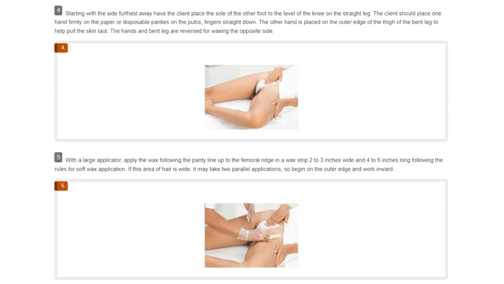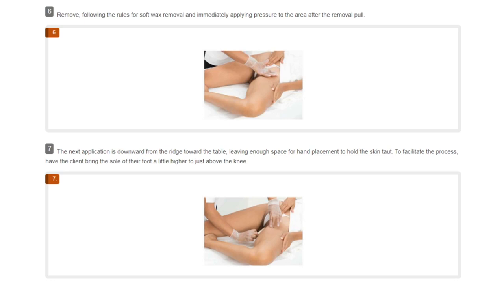5. With a large applicator, apply the wax following the panty line up to the femoral ridge in a wax strip 2 to 3 inches wide and 4 to 6 inches long, following the rules for soft wax application. If this area of hair is wide, it may take 2 parallel applications, so begin on the outer edge and work inward. 6. Remove, following the rules for soft wax removal, and immediately apply pressure to the area after the removal pull.